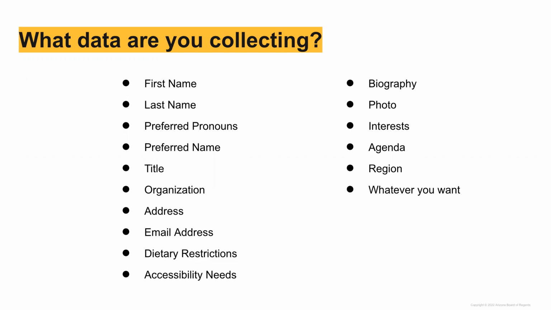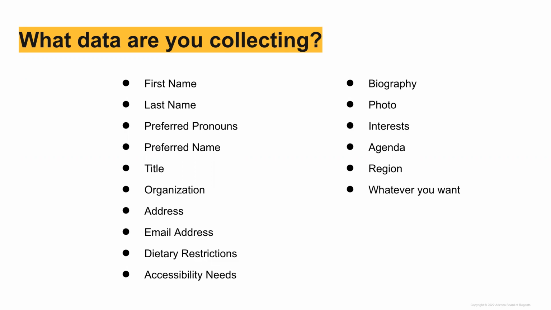Then on the right-hand side, this is where you can get a little bit more extra information. So you can collect their biography, a photo of them to help populate the app. What are they interested in as it relates to your respective conference? Sometimes people like to collect what sessions they want to go to in their agenda, because this will allow you to place certain topics in certain rooms if you know that you need a space for 400 versus 200 in one room.